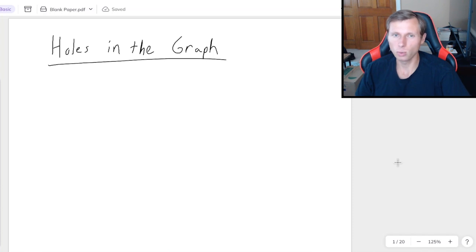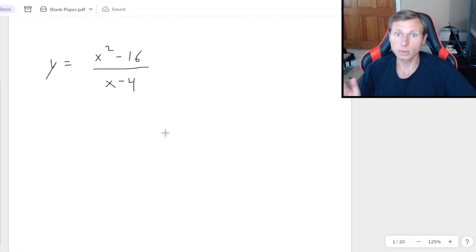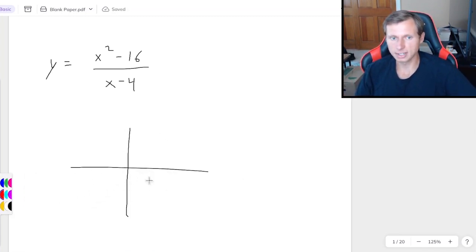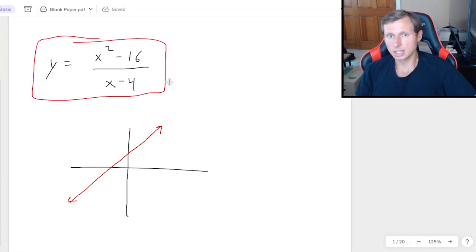In today's video, we're going to be talking about how to find holes in the graph of a rational function. So in other words, let me just start off with an example. Let's say I have the function y equals x squared minus 16 divided by x minus 4. And let's say you try and graph this, so you plug it into your graphing calculator, or you plug it into Desmos graphing, and you'll get an answer that looks something like this. The line looks something like this. And so it looks like a completely normal linear line, even though this is certainly not linear.